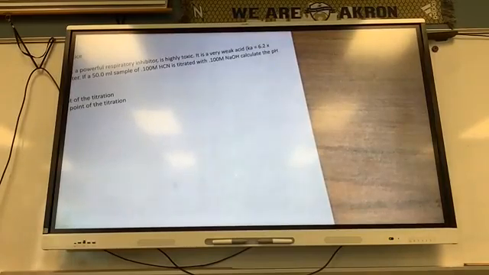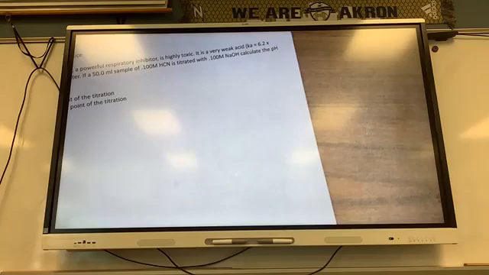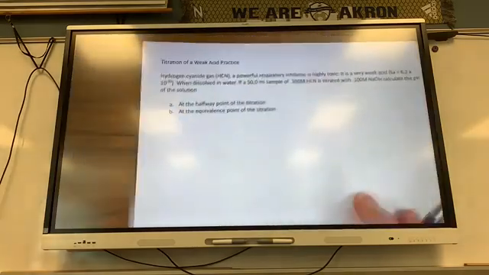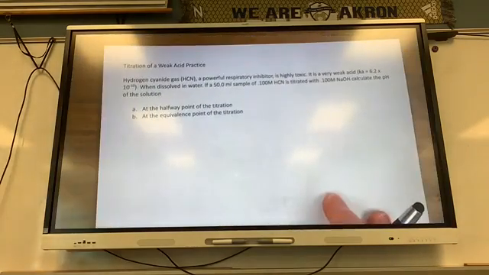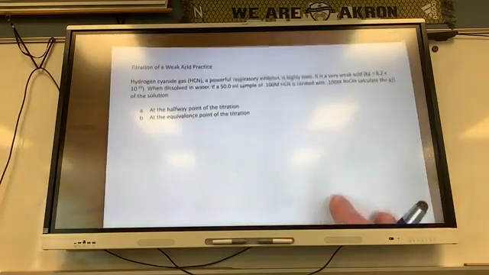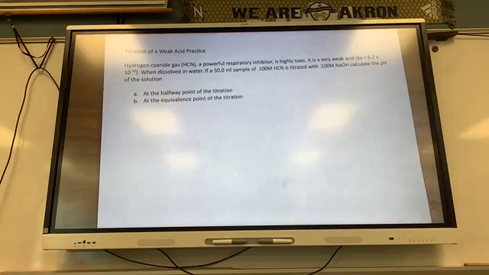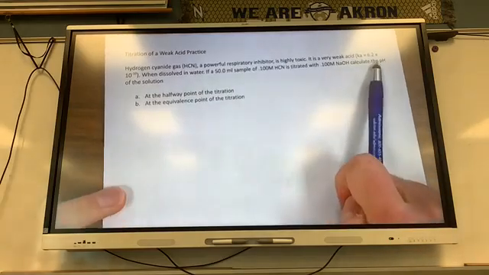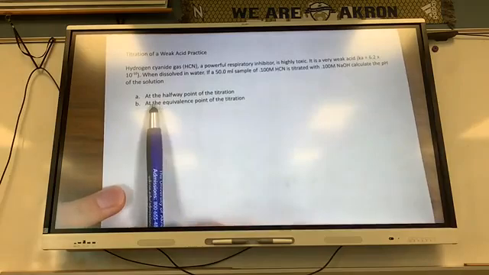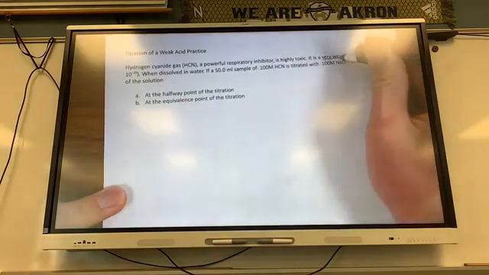Okay, so take a look at this. Titration of a weak acid practice. Hydrogen cyanide gas. How do I know that that's a weak acid? It's not one of the ones. And also look at the Ka. 6.2 times 10 to the negative 10. That's a very weak acid, yes.